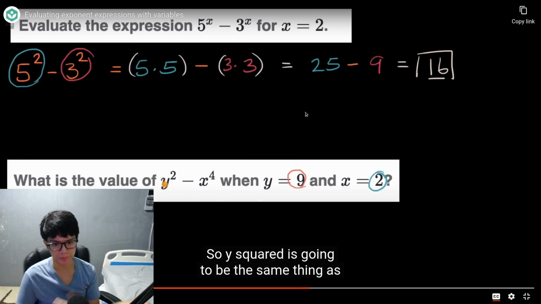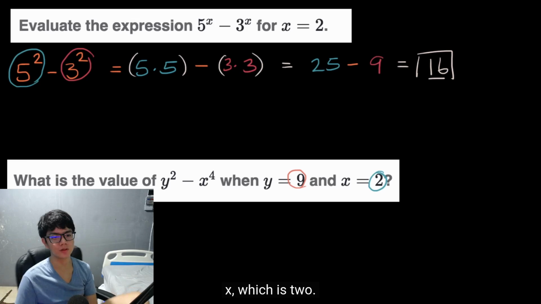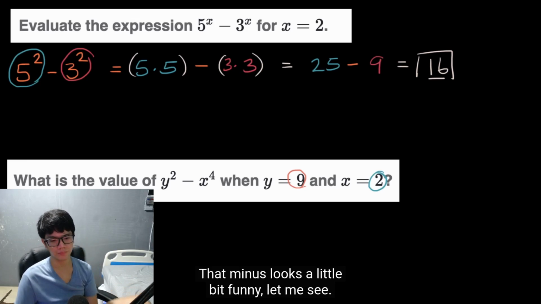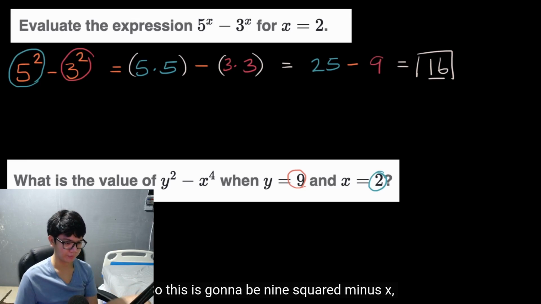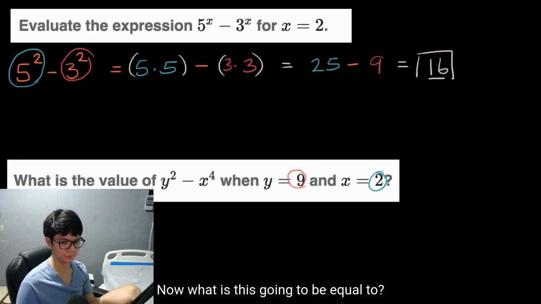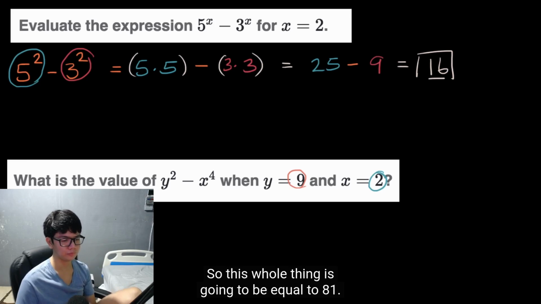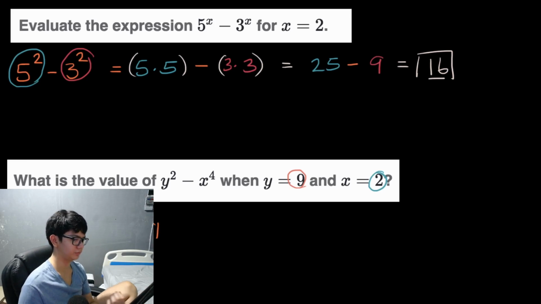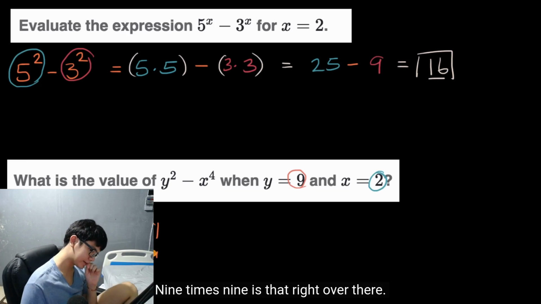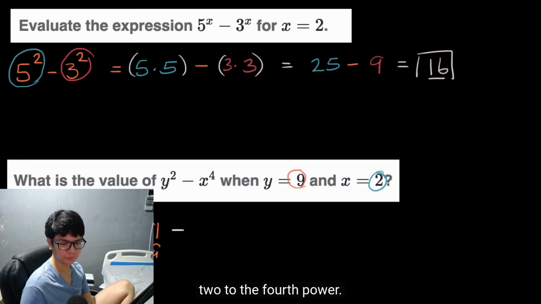So y squared is going to be the same thing as 9 squared minus x, which is 2 to the 4th power. Now what is this going to be equal to? Well, 9 squared is 9 times 9, so this whole thing is going to be equal to 81. And then from that, we're going to subtract 2 to the 4th power.